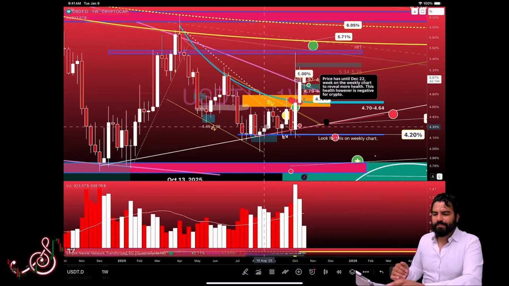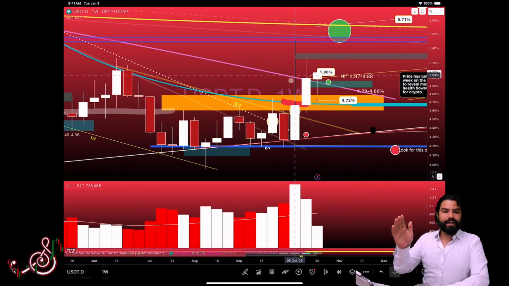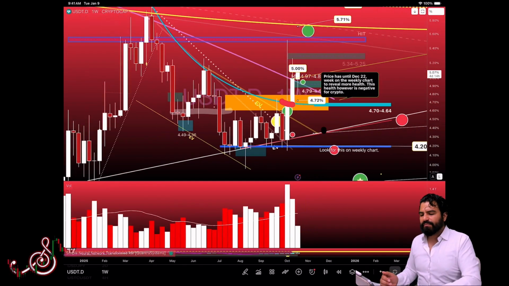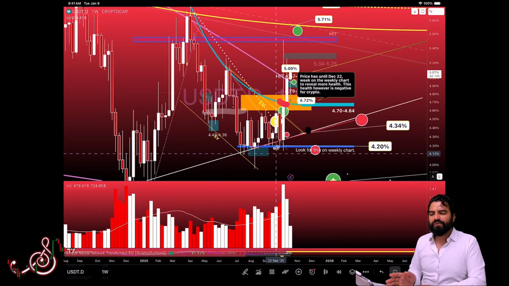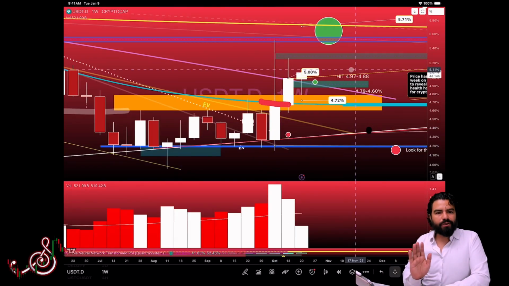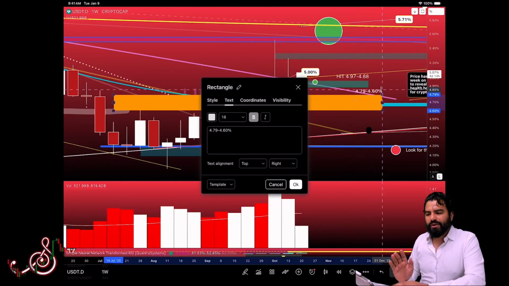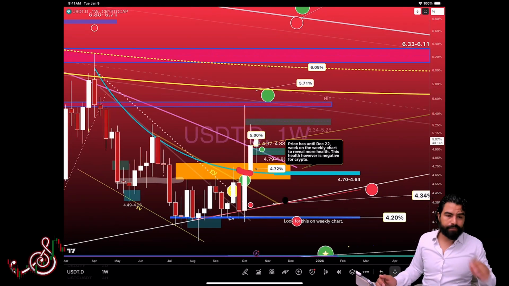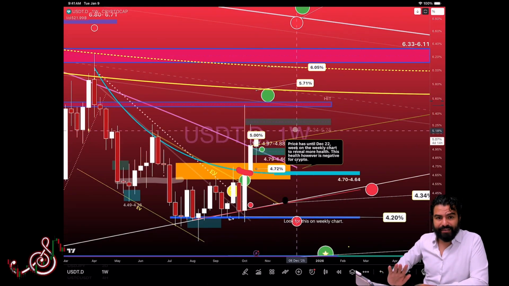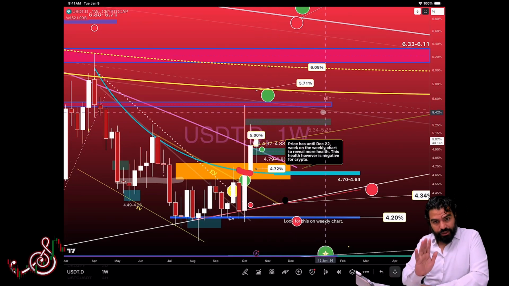I saw that for USDT.D, we should be gravitating higher, especially after that initial flash crash. I saw the volume was much higher than all the other challenge areas. So therefore, we should be gravitating towards the higher areas. If price gravitates to the higher areas, what does it mean for the markets, the crypto markets? If USDT.D is playing up here in these regions, what does it mean?